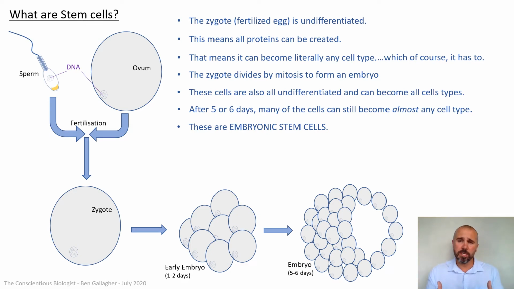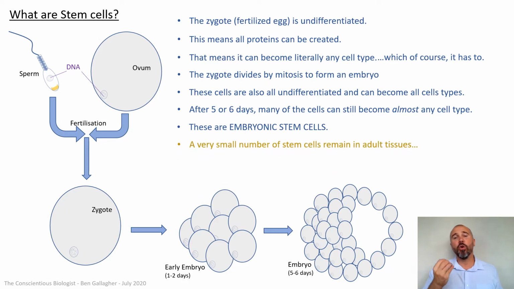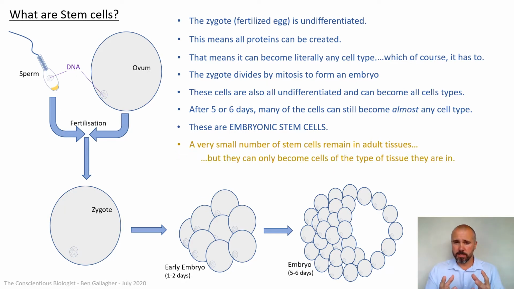So essentially what we're saying is that stem cells are cells that have still got the potential to become any cell. Now, not all stem cells are like this. They're not all embryonic stem cells. You can also get another type of cell because a very small number of stem cells remain in adult tissue. So all of the tissues in your body, cardiac tissue, muscle tissue, whatever, they all contain very small numbers of stem cells.